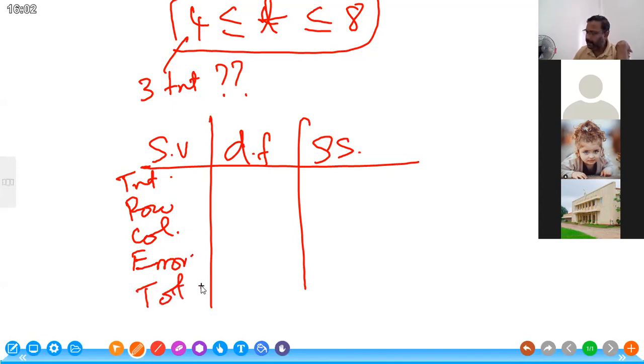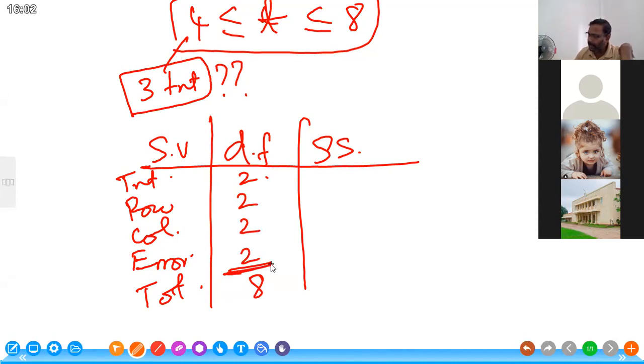What is happening here? What is the treatment degrees of freedom? What is the total degrees of freedom? Anyone? If there's 3 treatments? Eight. Yeah. t square minus 1, 8. What is the treatment degrees of freedom? 2. Row degrees of freedom is 2. Column degrees of freedom 2. Therefore, 8 minus 6 is 2. So you see, error degrees of freedom is very low.